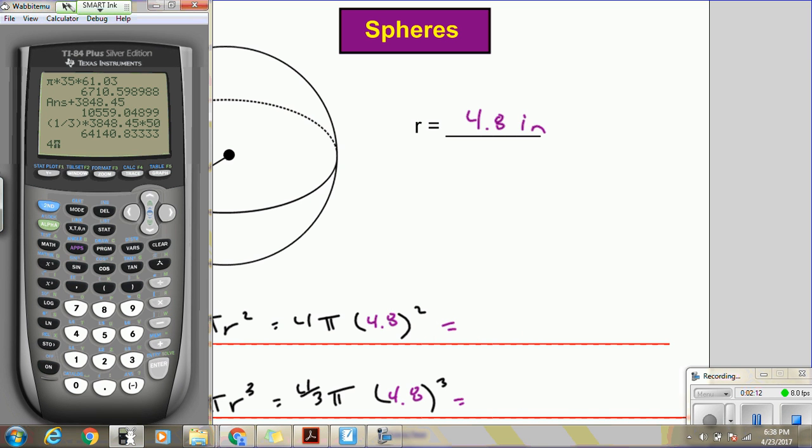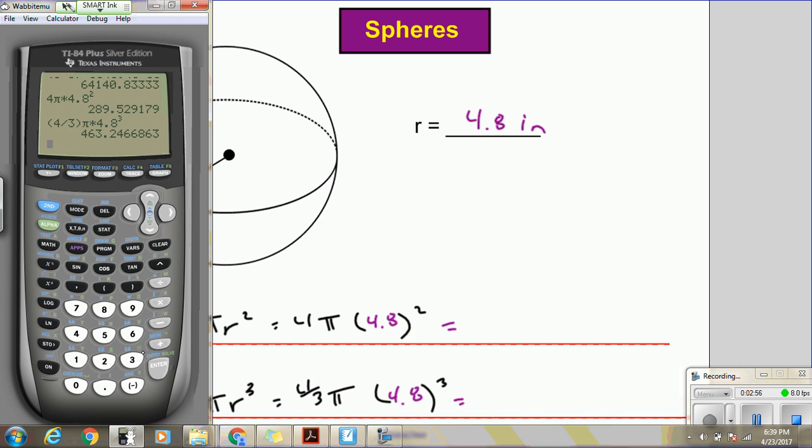For surface area: 4 times pi times 4.8 squared. There's our surface area. And then for volume: 4 divided by 3 times pi times 4.8 cubed.